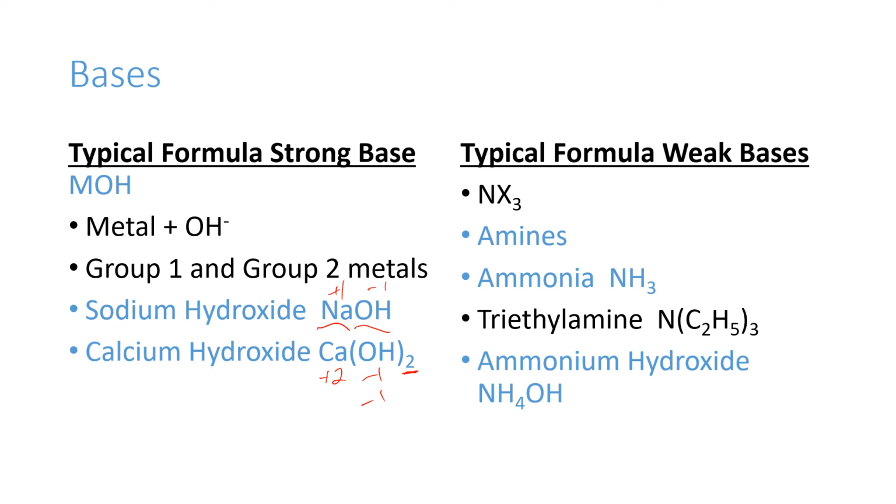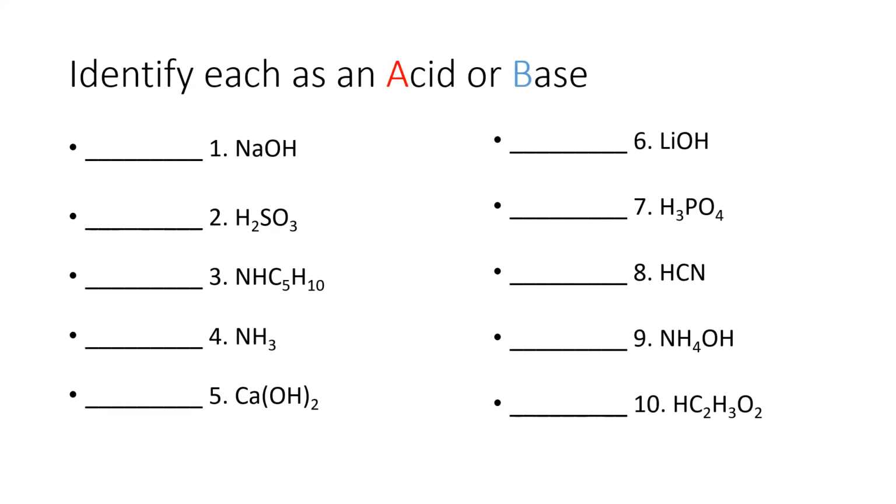All right, now weak bases tend to be amines. Amines have the formula with an N in it and then some H or something 3 times. So ammonia, NH3, or triethylamine, with an N with C2H5 3 times. The amine has this lone pair, and that's what makes it a weak base. All right. Ammonium hydroxide is another example there.